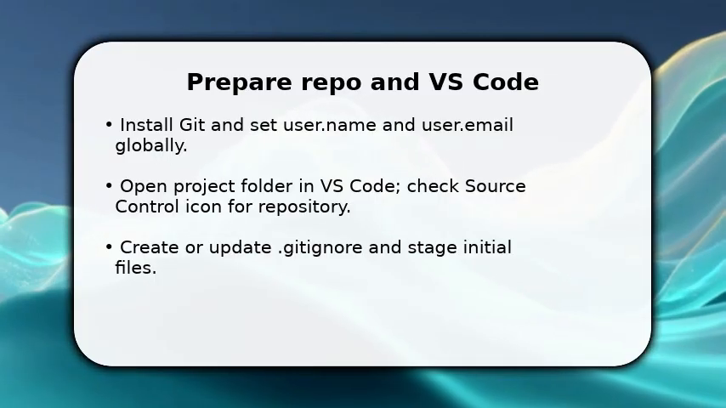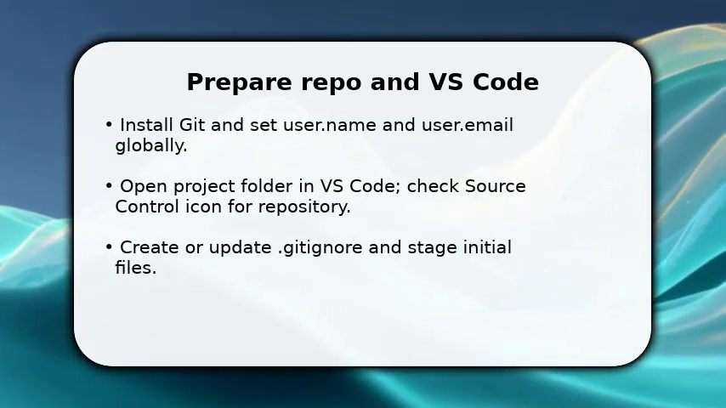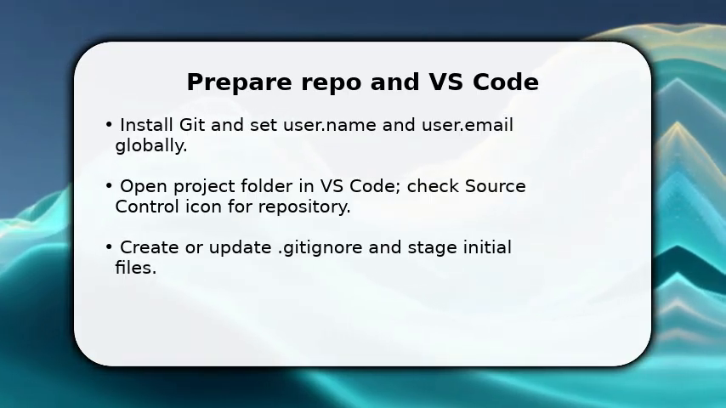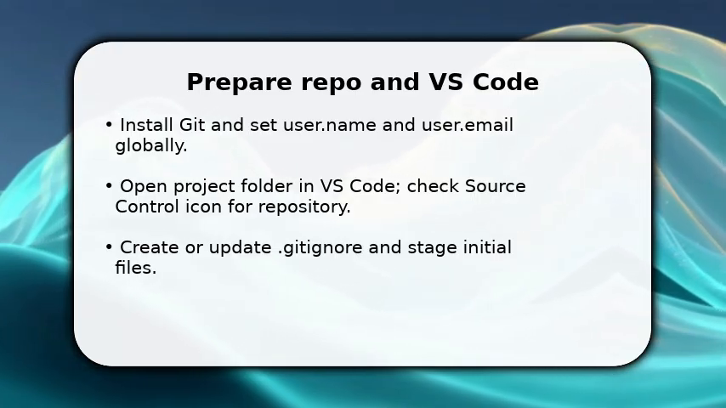You start by ensuring Git is installed and configured with your user name and user email so commits attribute correctly. Open the project folder in VS Code and click the source control icon to surface the repo state.